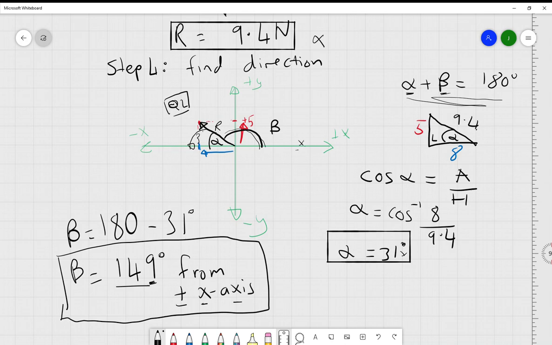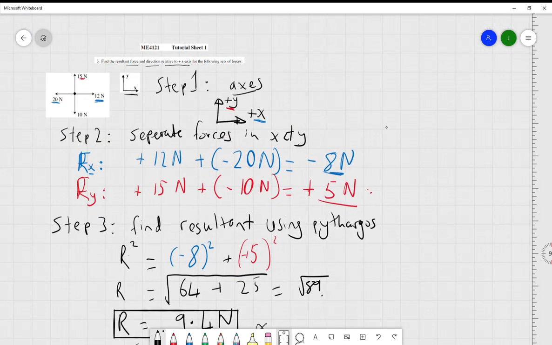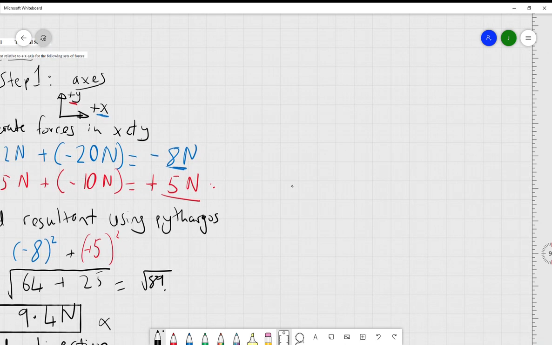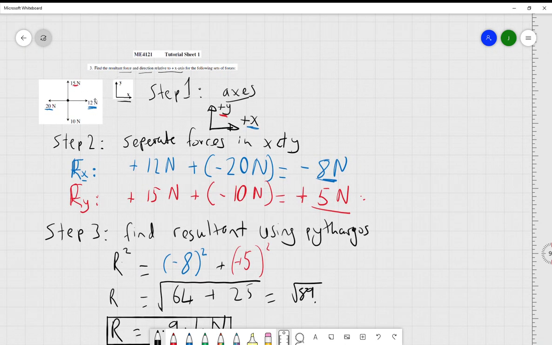So this is the trigonometrical method of doing it, and a lot of people will be comfortable with that. But a lot of you will be thinking, what does this 9.4 newtons truly mean? How did you get that visually? That's where the graphical method is really good, because it affords you that. So what I'm going to do here is bring this over.